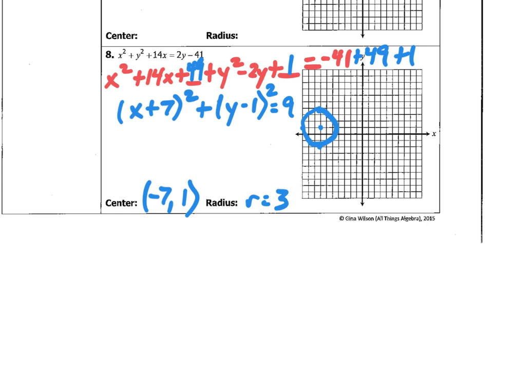Okay. Questions on completing the square? That's something that we didn't do a ton of before. So that's kind of something, you know, a little bit, I won't say new, but something we didn't spend a lot of time with.